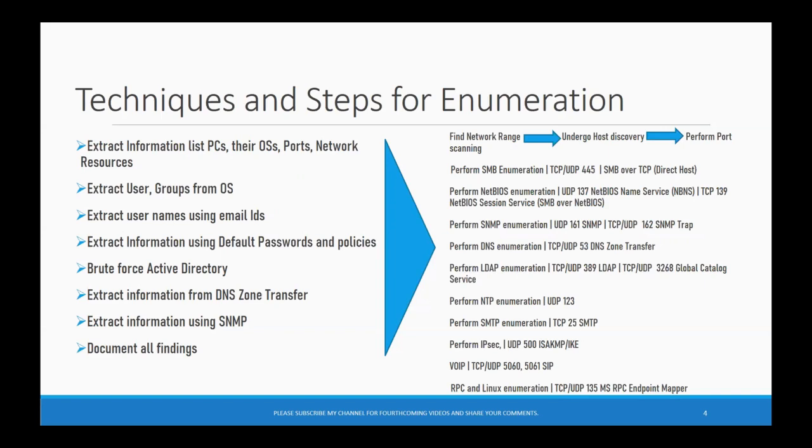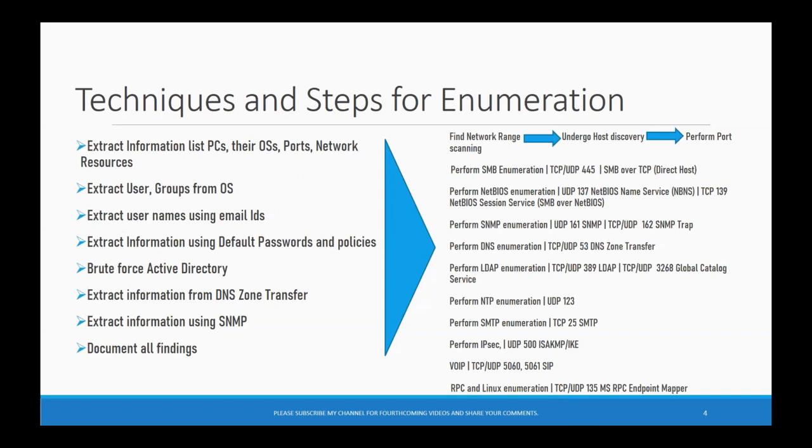Once you get the username, you can brute force the password. All right. Then next, extract information using default passwords and policies. Default password information we can get from Google. There are so many websites where you can find, like, Cisco routers' default passwords and default passwords for different software or applications. We can get it by just Googling. Then brute force Active Directory to find information like object lists and attributes.